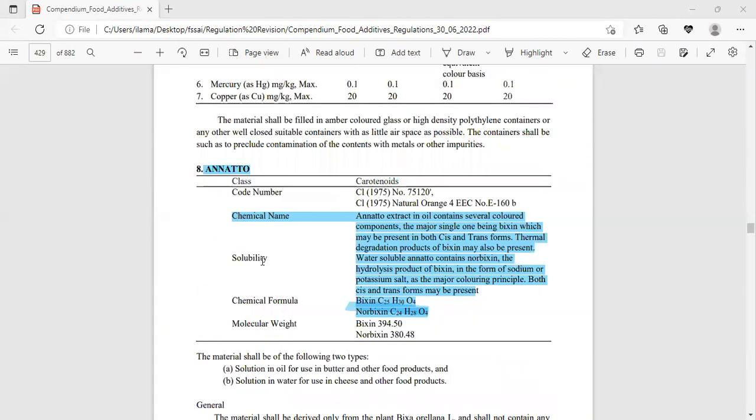And annatto, we already saw it is a natural one. Here, see what the difference is between bixin and norbixin.